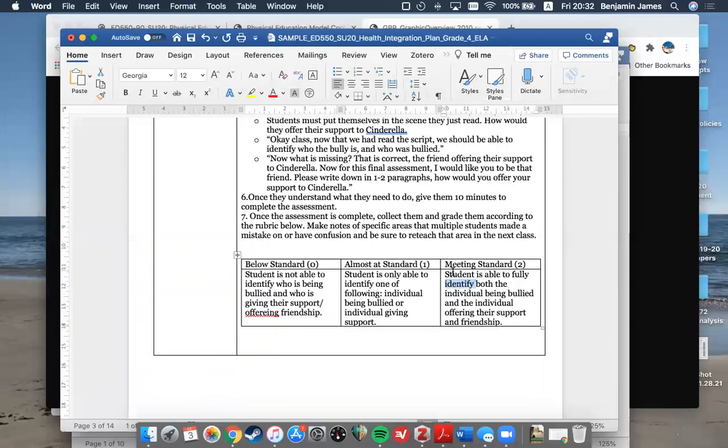I would split this into two rows like I did for the last plan. First row is, are they able to identify when someone's being bullied? And the second row is, are they able to explain how they would offer support and friendship to someone who's being bullied? And that gives us a wider range of assessment.